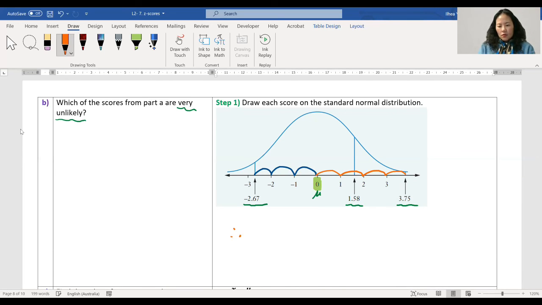Therefore, z-score of 3.75. You have to say z-score of 3.75, because 3.75 is not your raw marks, isn't it? It's not a raw score. So it is a z-score. So you need to say z-score of 3.75 is very unlikely. You're just using the same sentence from the question. So that means this raw score of 28.3 means a very high score.